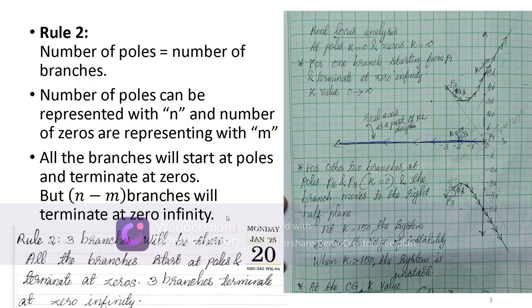Moving on to rule number 2. According to the second step, the number of poles is equal to the number of branches. In our case, we have 3 poles, so definitely 3 branches will be there. Another thing is, all the branches will start at poles and terminate at zeros.